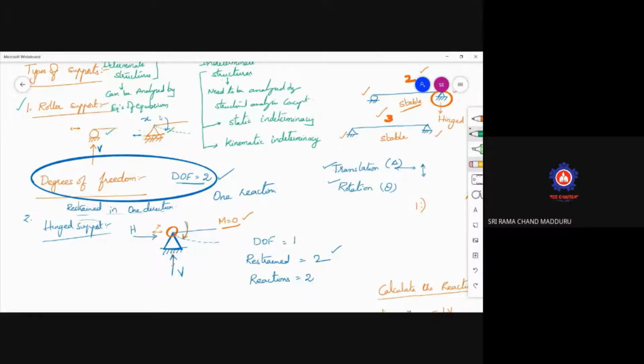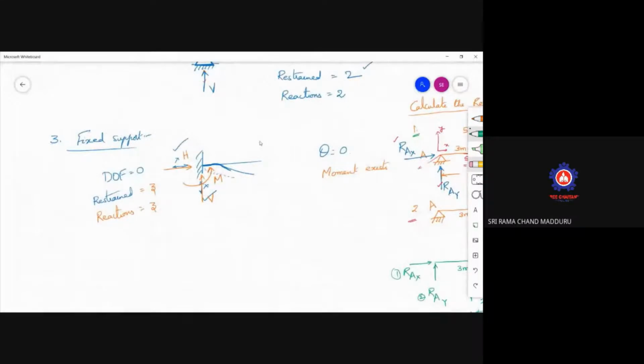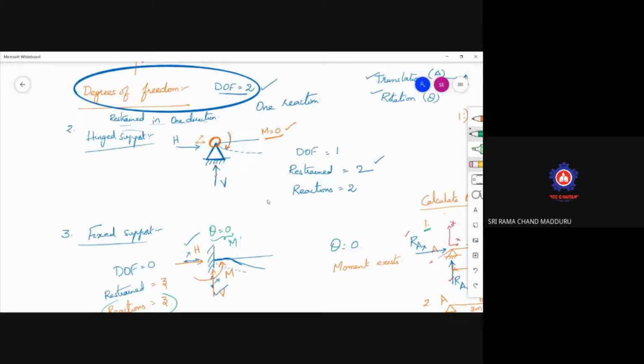Whereas coming to the third one, fixed support: it is not at all allowed to move in the x, y, and z directions. It is restrained in all the other directions, and the reactions are 3. So you should understand that the rotation at a fixed support is 0. Wherever the rotation is 0, there a fixed moment exists. For the hinged support, the rotation exists, and wherever the rotation exists, the moment becomes 0.